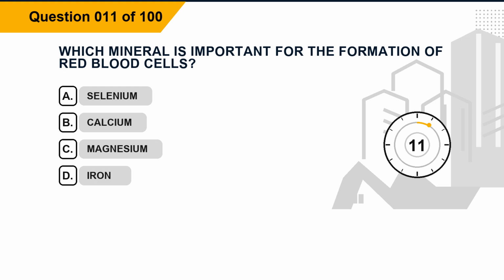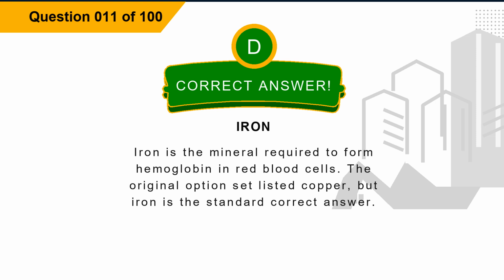Question 11. Which mineral is important for the formation of red blood cells? Option A. Selenium. Option B. Calcium. Option C. Magnesium. Option D. Iron. The correct answer is option D. Iron. Explanation. Iron is the mineral required to form hemoglobin in red blood cells. The original option set listed copper, but iron is the standard correct answer.